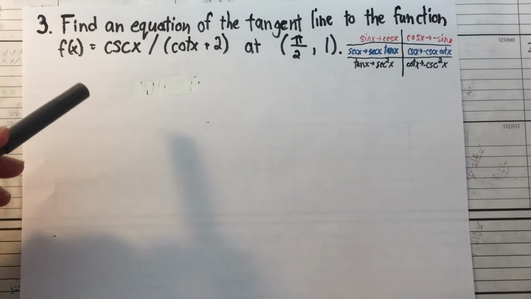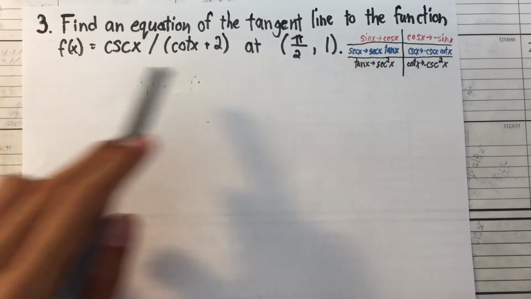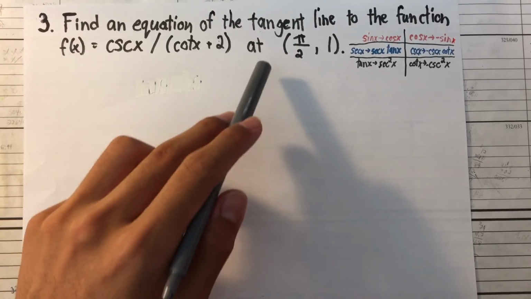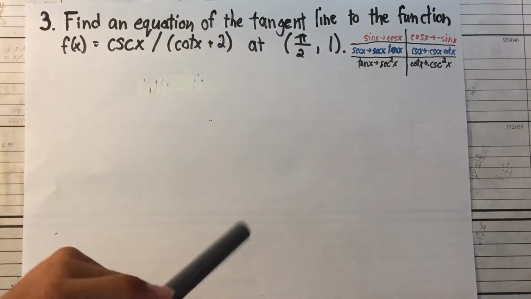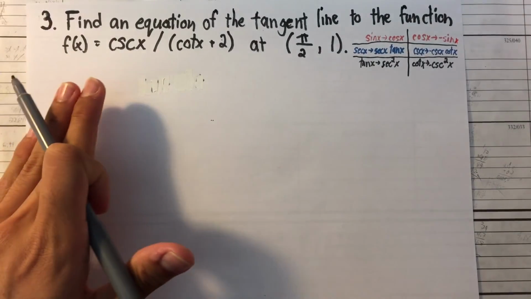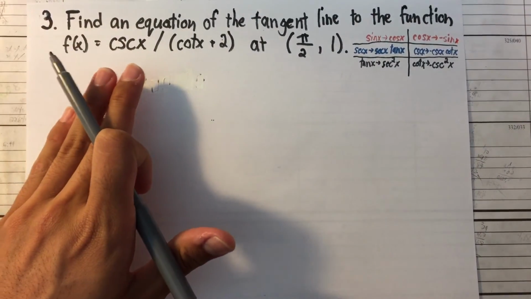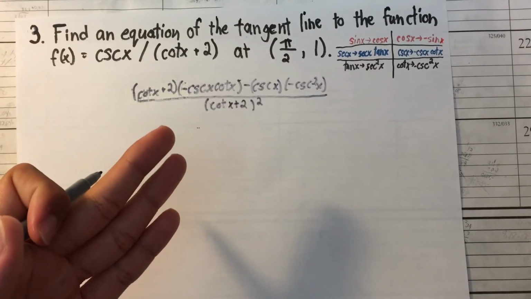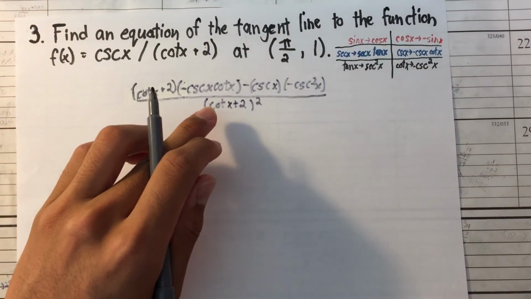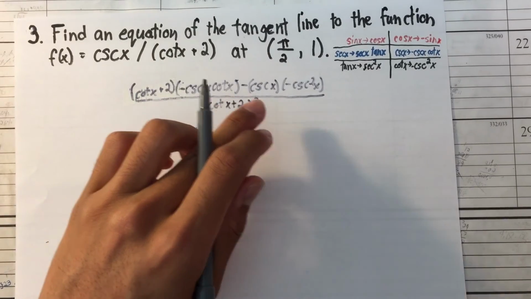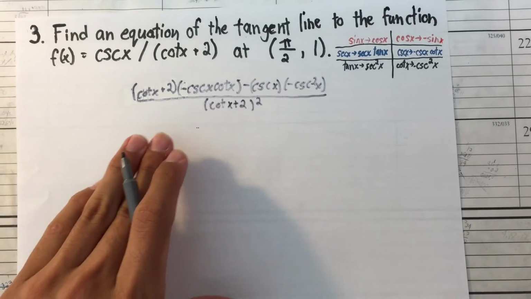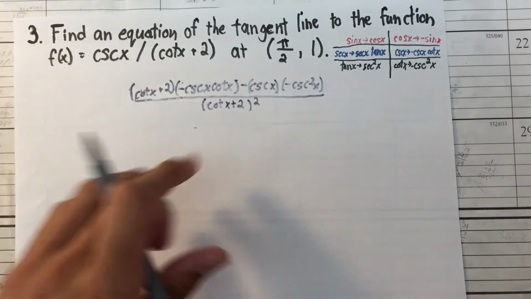For this problem, we need to find the equation of the tangent line to the function f of x equals cosecant x all over cotangent x plus 2 at pi over 2, 1. Using our knowledge of the quotient rule, we end up getting that this function is equivalent to cotangent x plus 2 times negative cosecant x cotangent x minus cosecant x times negative cosecant squared x, and this is all over cotangent x plus 2 squared.